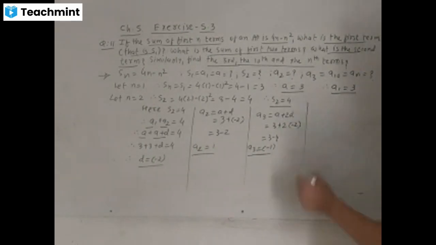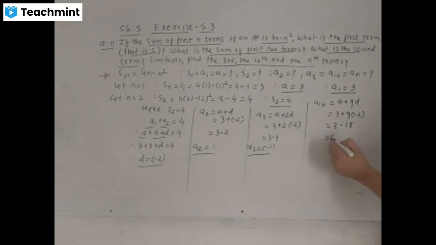Find the 10th term, A10. A10 is equal to A plus 9D. What is A? A is equal to 3 plus 9 into negative 2. 3 minus 18. Therefore, 10th term is negative 15.